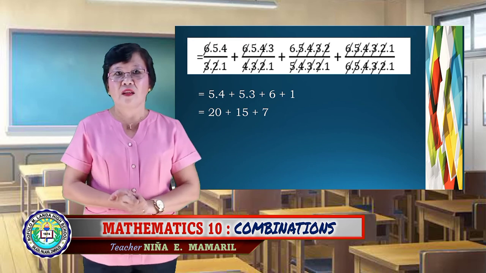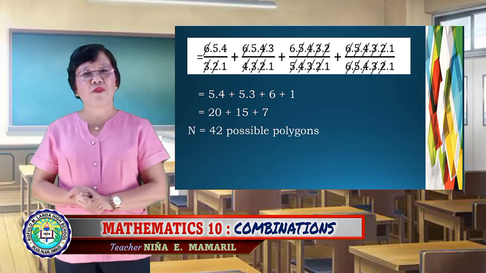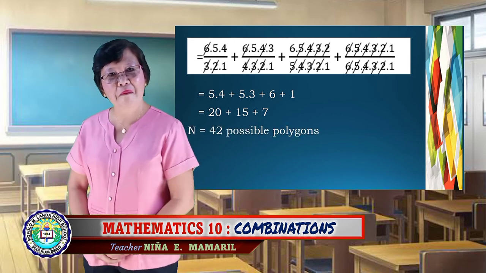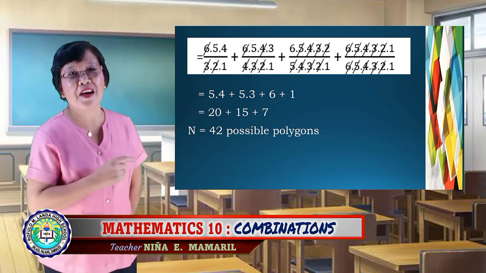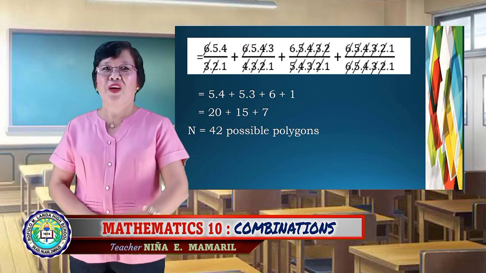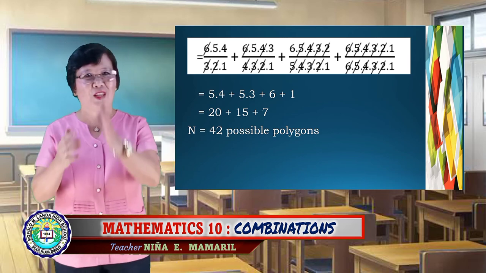Get the total: 20 plus 15 plus 7. What is the sum? Very good. The sum is 42. Nice answer. So meaning there are 42 possible polygons.